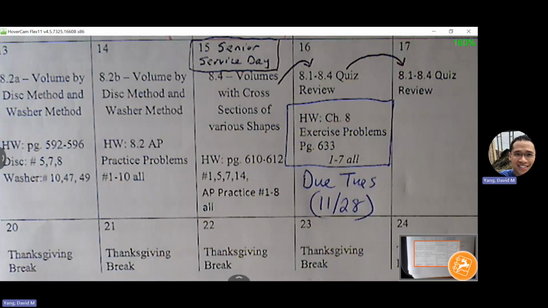We'll have 3-4 days to prepare for the first FRQ, and the second FRQ will be the Monday of that last week. So we have 3 quizzes coming up: the area volume quiz and then 2 FRQ quizzes. No more tests, just quizzes.